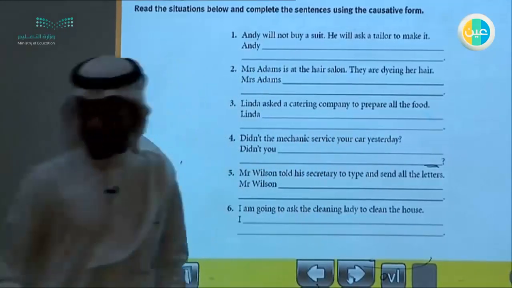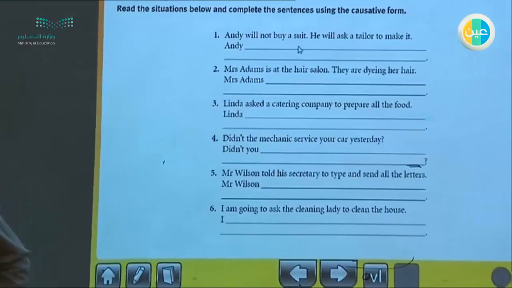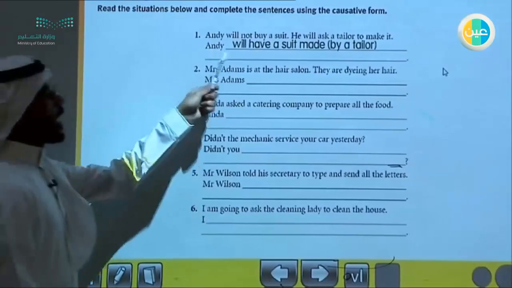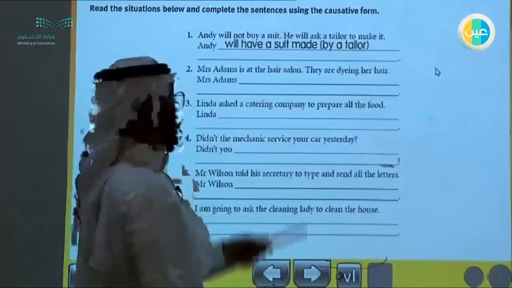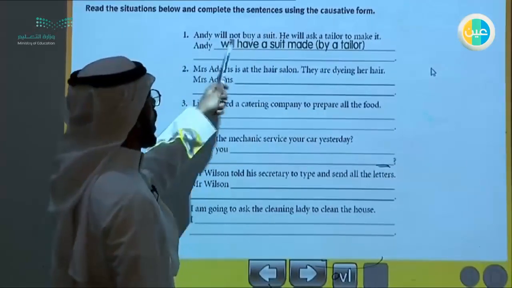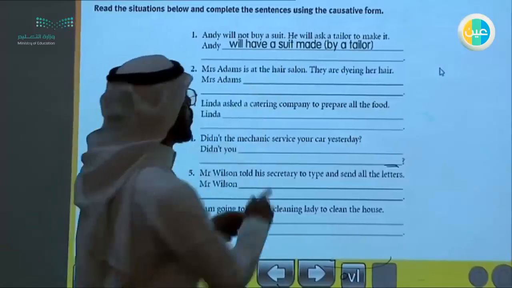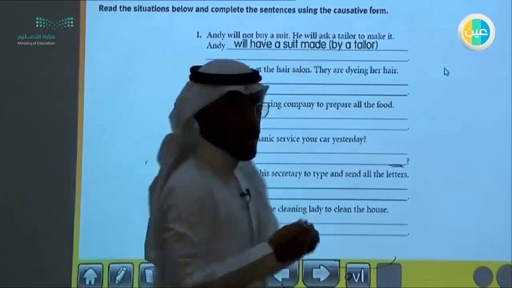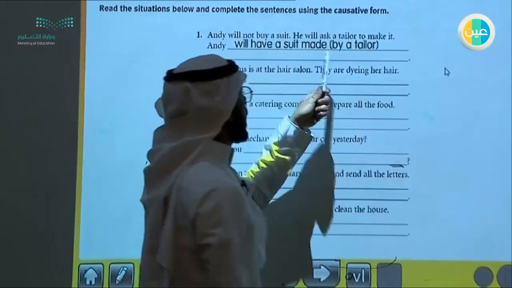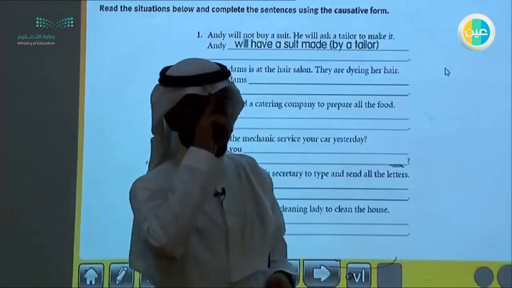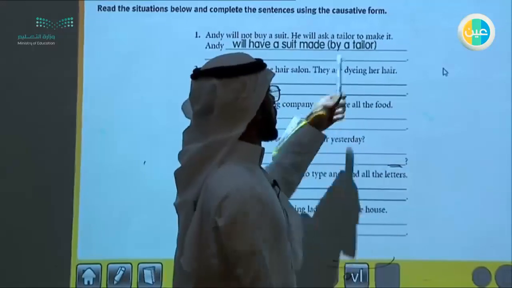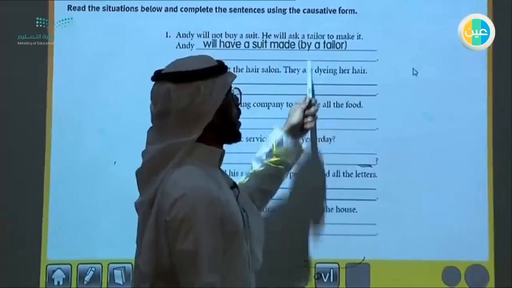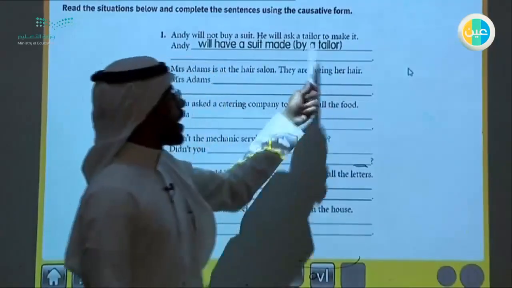The answer is, الجواب بيكون, Andy will. ليش استخدمنا will? Because it's future will. Will have طبعا ثابتة. A suit because it's an object. Made والفعل في التصريف الثالث make, made. And it's optional when you mention إذا ذكرت الagent اللي من قام بهذا by a tailor.